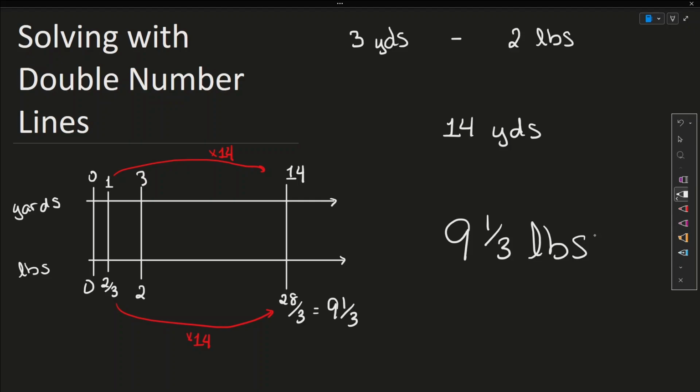We could have also done this one another way. We could have thought of 14 as 12 plus 2. We can easily multiply 3 by 4 to get 12. On the bottom, I would also need to multiply by 4. That would give me 8. We would then need to add 2 more, each of which is 2/3. So 8 plus 2/3 plus another 2/3. That would still give us 9 and 1/3.